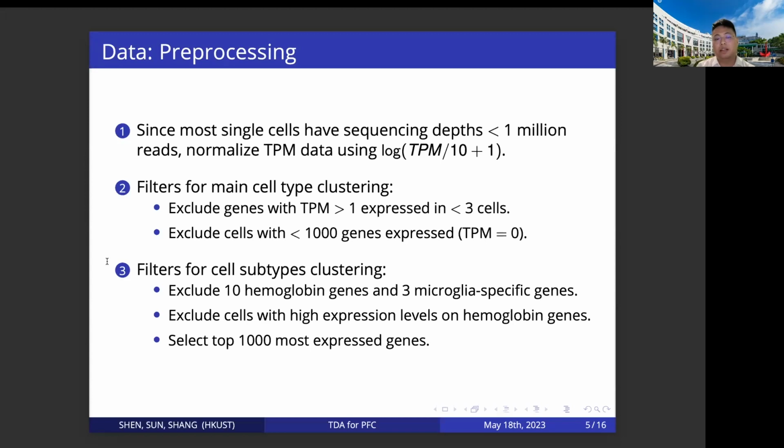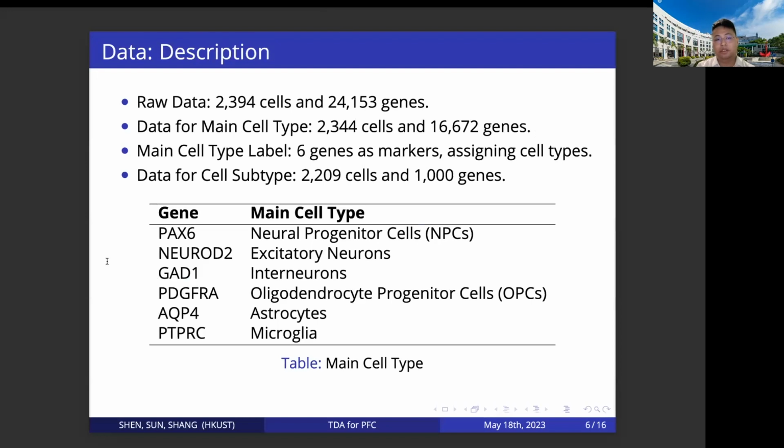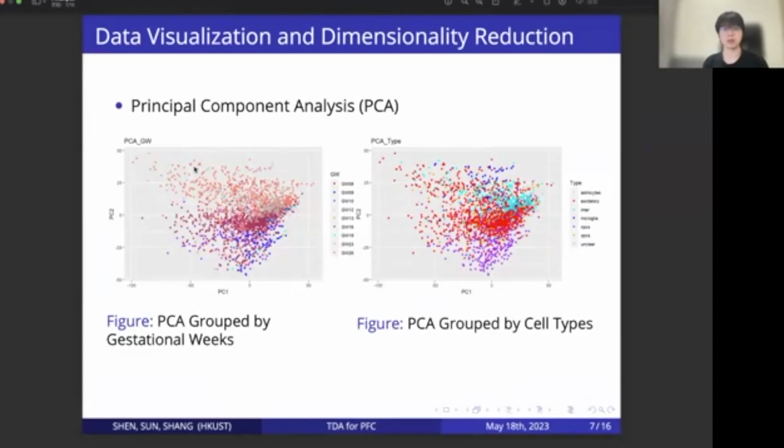To prepare the cell subtype clustering data, we exclude 13 genes which are irrelevant to the subtype cells, and we also exclude cells with high expression level on the hemoglobin genes because they are likely not to be neuron cells. And thirdly, we select the top 1,000 most expressed genes to reduce our computational cost. And here is the full description of all the data sets involved in our project. Particularly, we label the main cell type based on 6 gene markers, as shown in this table.